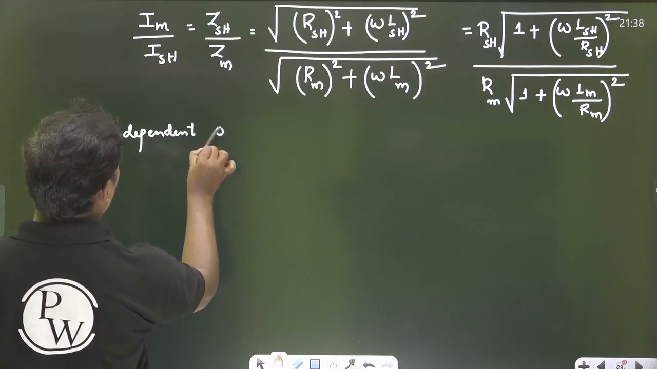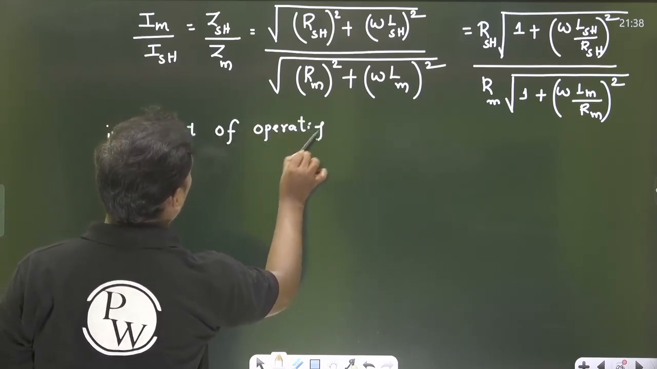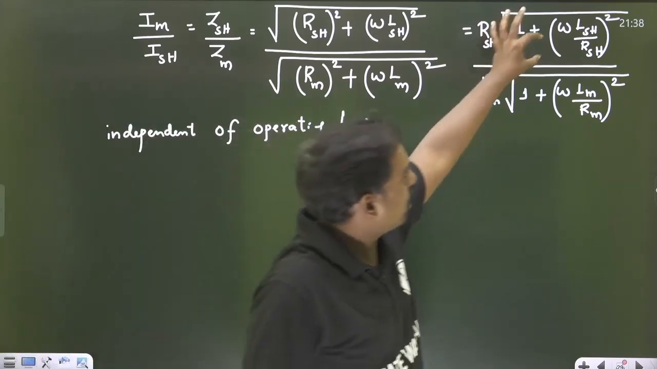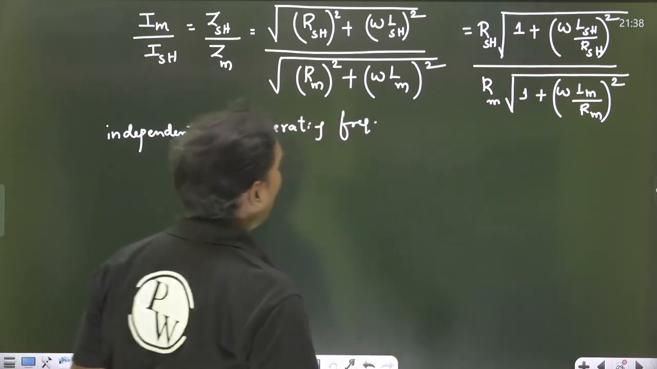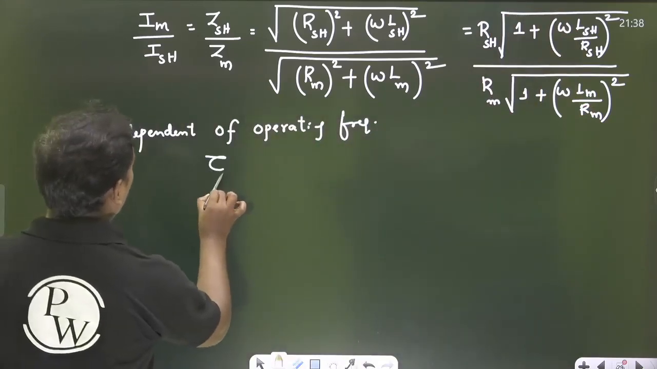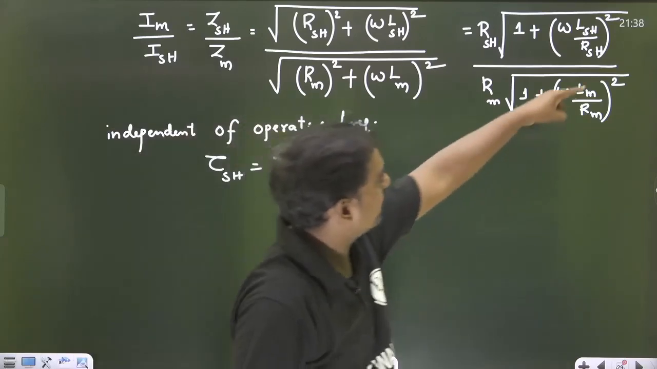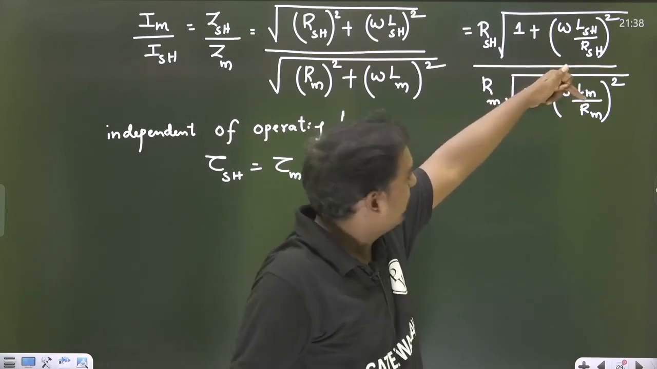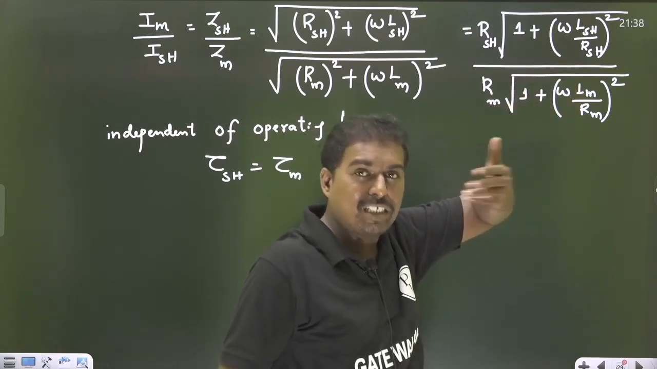So now, in order to make it independent of operating frequency, means for any frequency it has to work, what is the condition? The time constant of the shunt and the time constant of the meter must be equal. So at that time, tau SH is equal to tau M, so this term gets cancelled. Why? Because LSH by RSH is the time constant of the shunt, LM by RM is the time constant of the meter.